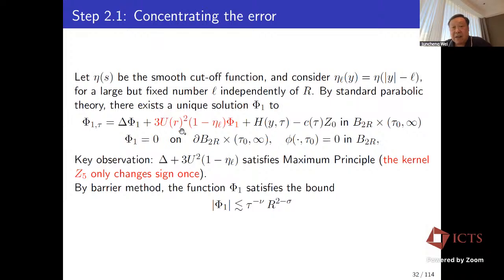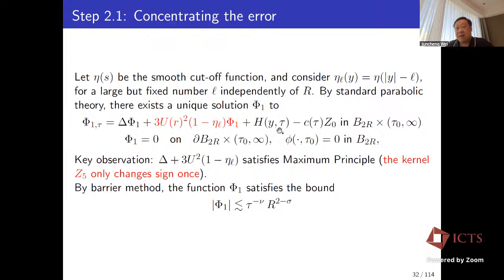We can just use a barrier. And this Laplace plus 3u squared times 1 minus eta satisfies the maximum principle because the scaling kernel changes sign only once. So by barrier, this solution will be tau to the minus mu and r to the 2 minus sigma, because your solution here only decays like 1 over y to the sigma. So basically you are solving a Laplace equation.